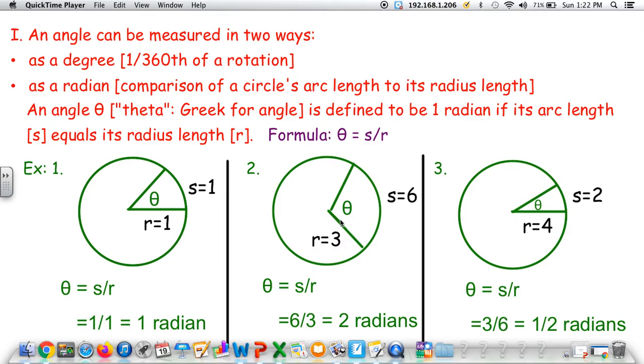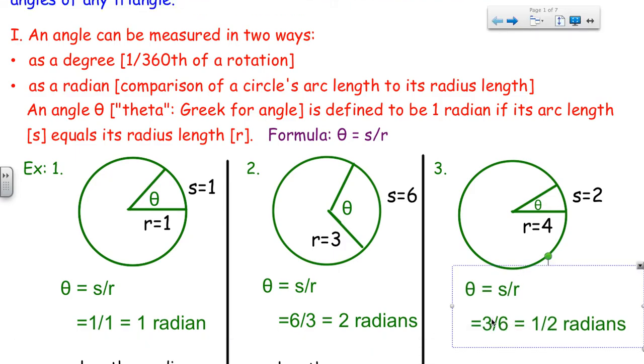Now we go over here. You notice that my radius is 3, my arc length is 6. When I put into my formula 6 over 3, I get that this is 2 radians. And then here my radius is 4, my arc length is 2. So when I do S over R, my theta in radians is, oops, sorry guys, I was typing it, it's going to be 2 over 4, which is 1/2 radians.